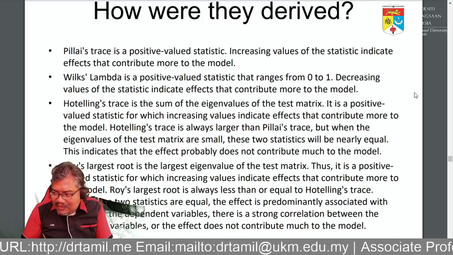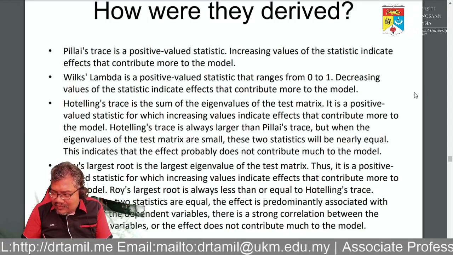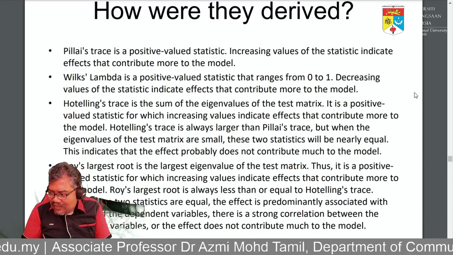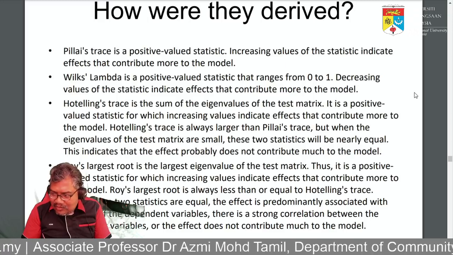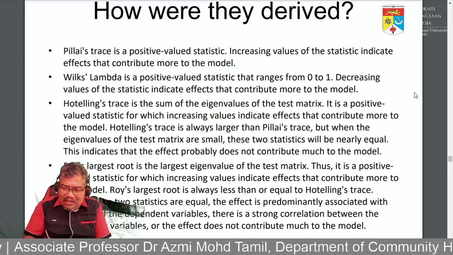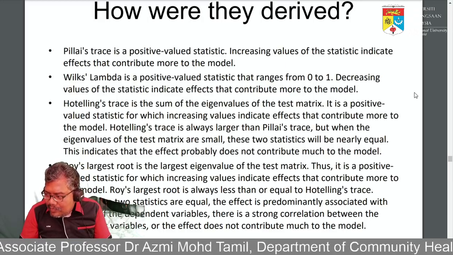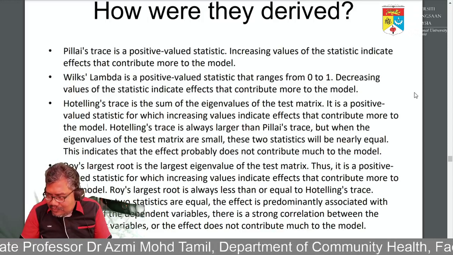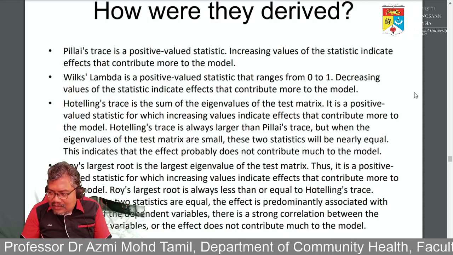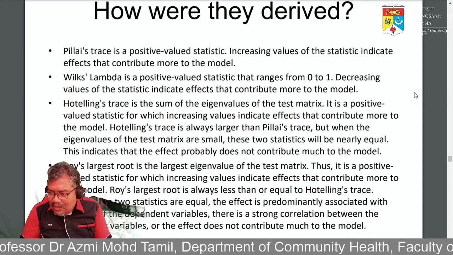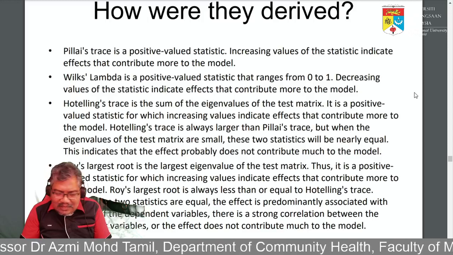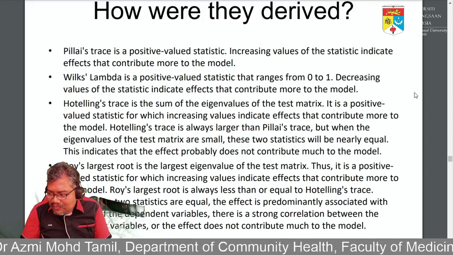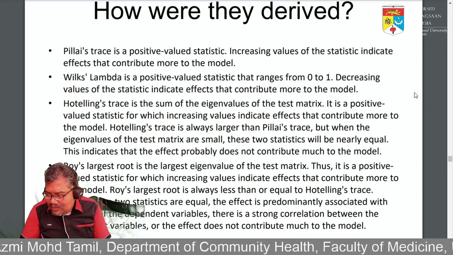Wilks' lambda is the same thing. It's a positive valued statistic that ranges from 0 to 1. This indicates effects that contribute more to the model, so this one is the same as Pillai's trace. The larger, the better. But Hotelling's trace is always larger than Pillai's trace. However, if the eigenvalues of the test matrix are small, they are about the same. So Hotelling's and Pillai's trace are about the same.